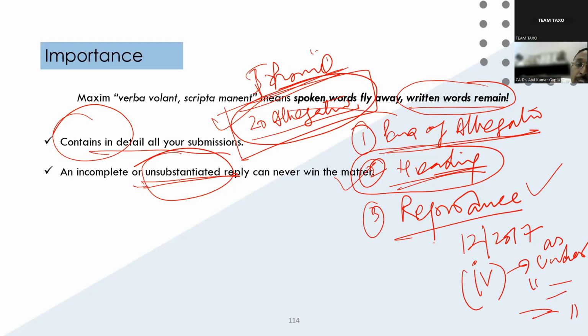So an unsubstantiated reply will not win the case. It is very important that you substantiate your reply with a relevant notification, circular, FAQs, any earlier judgment or something like that. Even if the judgment relates to a prior period, meaning service tax or excise, the law has not changed.